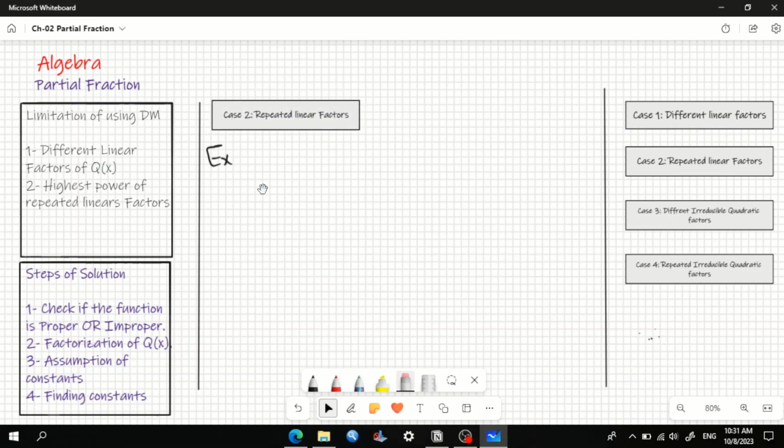If we have a repeated linear factor, so f of x equal to x squared minus 2x plus 4 over x plus 1, and the bracket is to the power 3. Okay, so what should we do? Now just follow the steps as we said before.